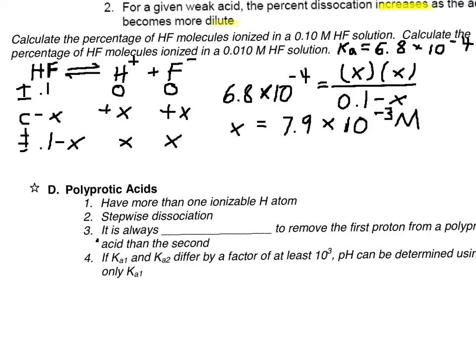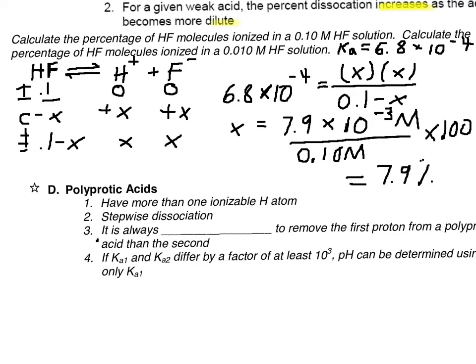And then to find our percent dissociation, we just take the amount that it dissociated into, which is this, divided by your original amount of the substance, which is 0.1 molar. Multiply that times 100 because it's a percentage. And we're going to get about 7.9%.